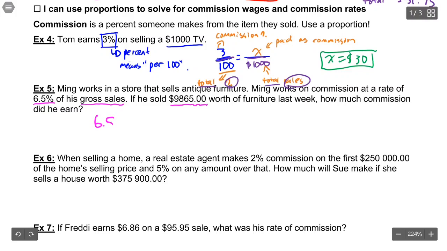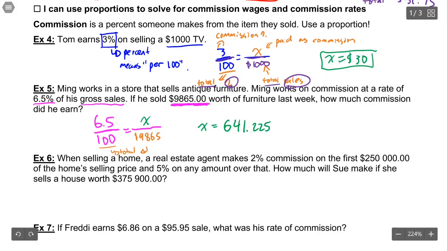So 6.5 per means divided by, cent means 100. And then this is a total sales. So total goes underneath, right? Underneath with our total percent. So these are both going to be totals. And our total is 9,865. And our unknown is, I guess we'll do X again. So X is, if you plug it into a calculator, 641.225, right, after you cross multiply and divide.